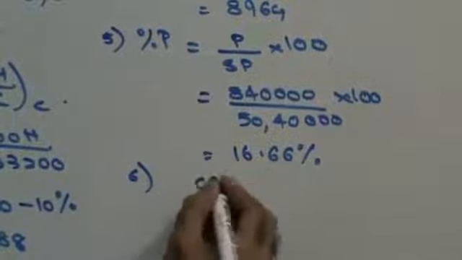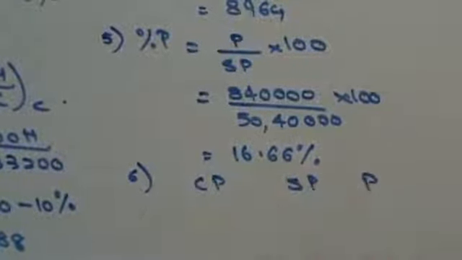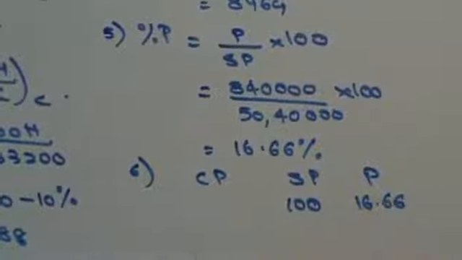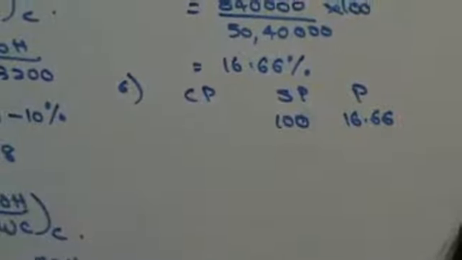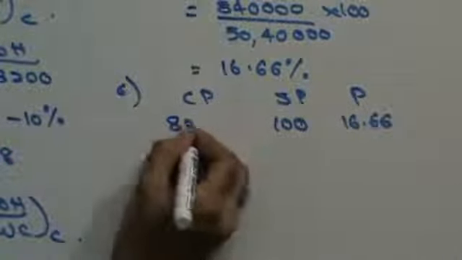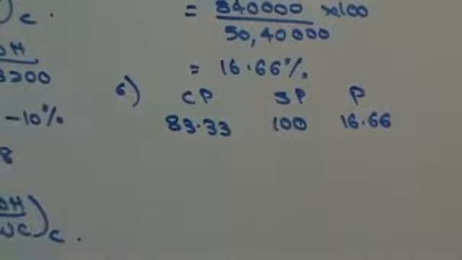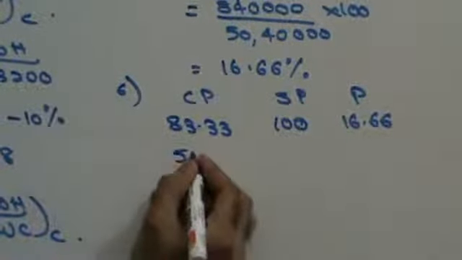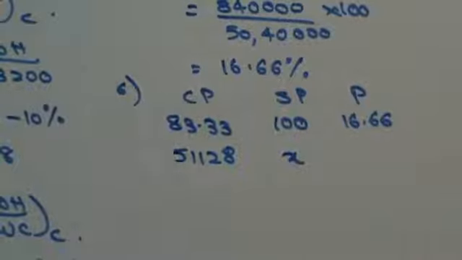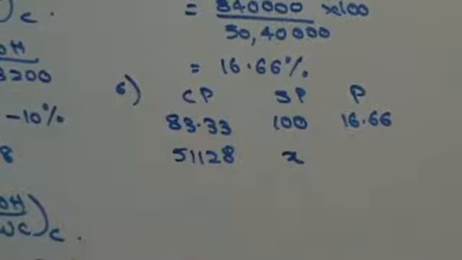Now once you have this, I need for the current year also the same profit. How do I do this? Cost price, selling price, profit. Assume selling price to be 100. Profit you just found out is 16.66. So 100 minus 16.66 will be your cost price. 83.33. Right? You have found out the cost price to be 51128. Now 51128 into 100 divided by 83.3333. Take it till the end. You will get your selling price. Someone get me the selling price, please. 61,353.